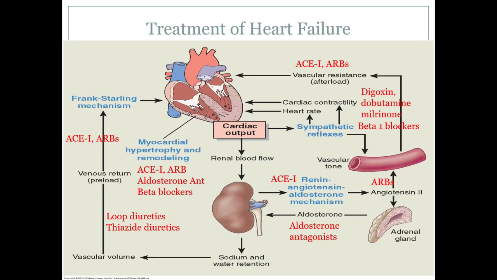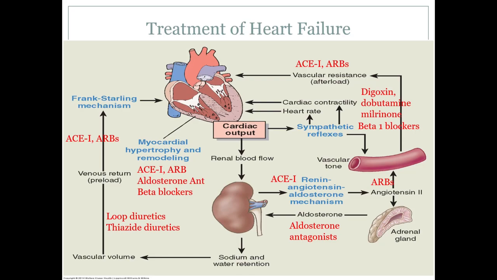Okay? This is not a complete list of all medications. There's a lot of new medications. This gives you an idea where they work in heart failure. Okay? Vascular resistance, the increased afterload: ACEs and ARBs work by decreasing the angiotensin II. Same with the vascular junction, okay? Renin-angiotensin system, aldosterone antagonists. We're trying to prevent the vasoconstriction from angiotensin II.